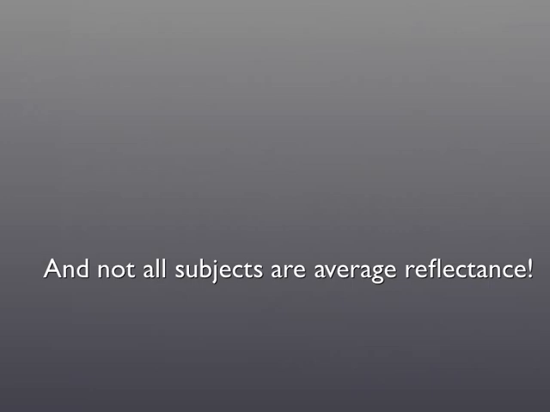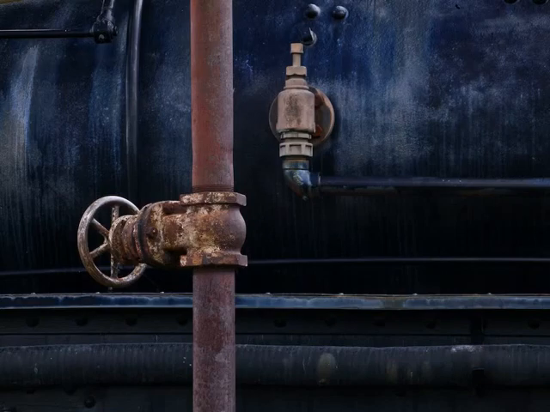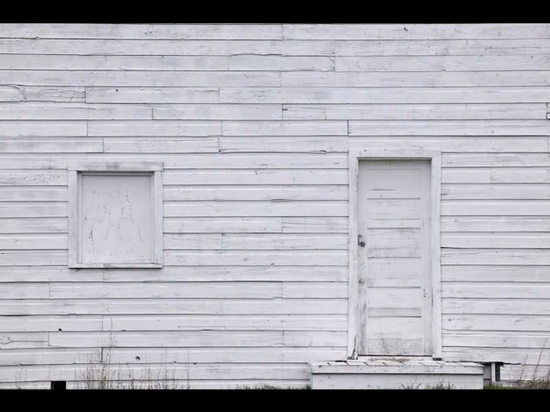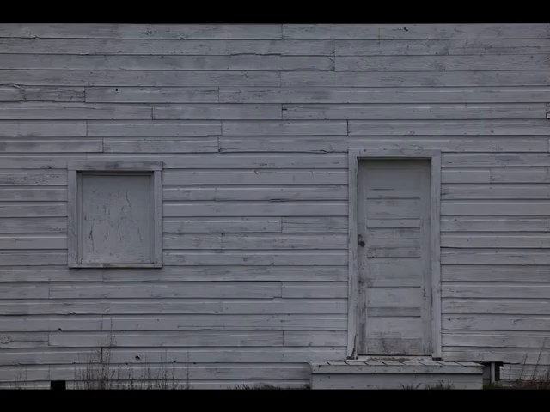And not all our subjects are average reflectance. So, you take an image like this, we've got a very dark train, and it's almost near black. Well, when the reflected meter sees this, the exposure that it's going to create actually looks like this. It sees the dark and it tries to make it average, so it lightens it up. Or if you're looking at a white wall, your meter is going to see the white wall and think, gosh, that's awful bright. In order to make that average, I've got to close down. And it's going to produce an exposure that looks like this.